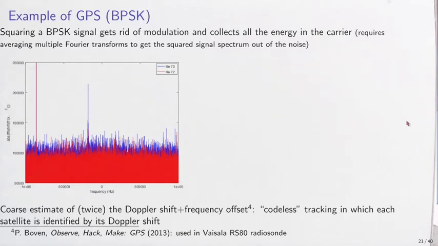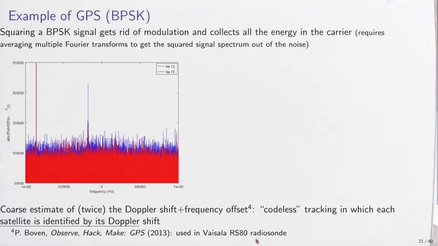Now, we will see by the end of this presentation that the GPS signal is below terminal noise, so it cannot be displayed on a spectrum analyzer, and yet if we collapse all the energy in the carrier, then we might raise the signal above terminal noise. So this is an example of squaring a GPS signal, as was discussed by Paul Boven in his Observe Hack Make presentation in 2013, and he discussed that this is how the Vaisala radiosonde was measuring the wind speed.